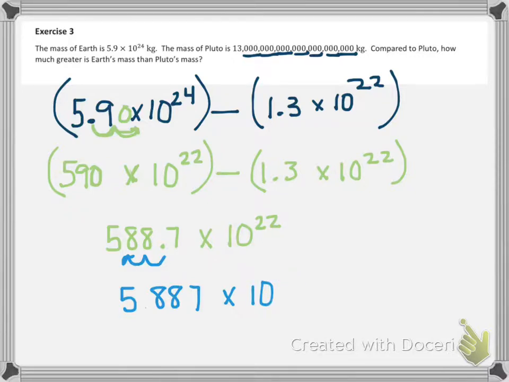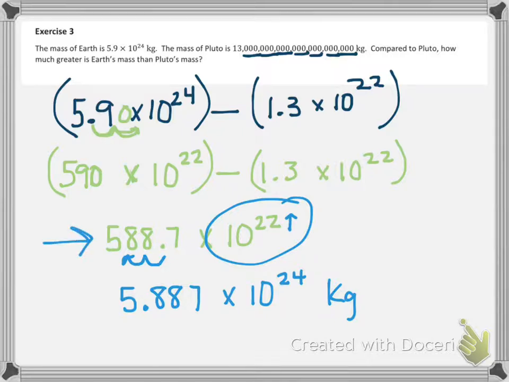Not 22nd power, because I moved it back 2, making it smaller, which means my exponent has to get bigger. 5.887 times 10 to the 24th power. And that is how much greater Earth's mass is compared to Pluto, in kilograms. All right, be careful, right? When you're moving these around and you're changing to scientific notation, I almost made this mistake here. I forgot to bump my exponent up. So when one changes, then the other one has to adjust accordingly, okay?